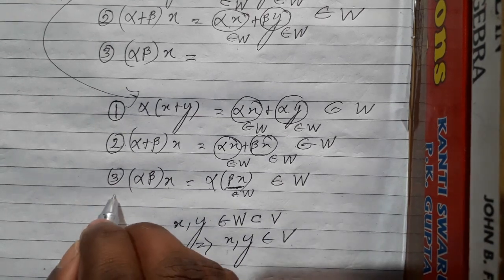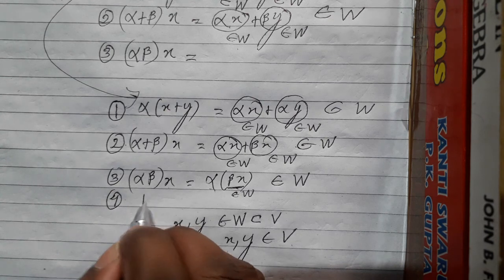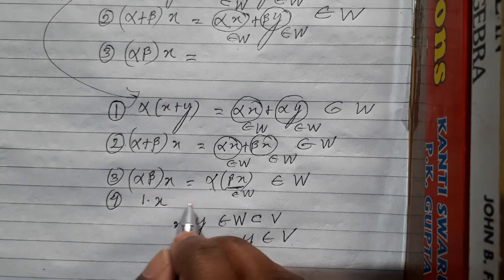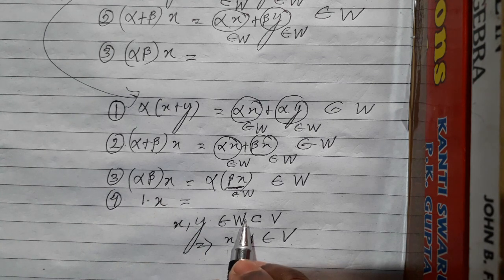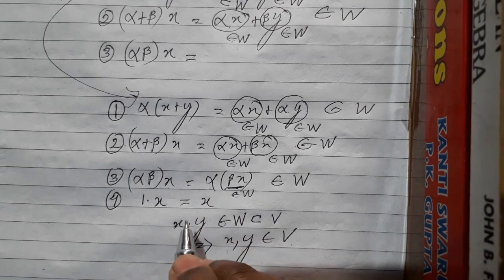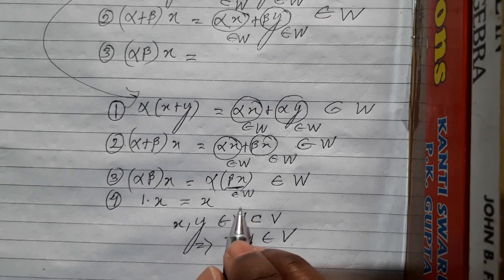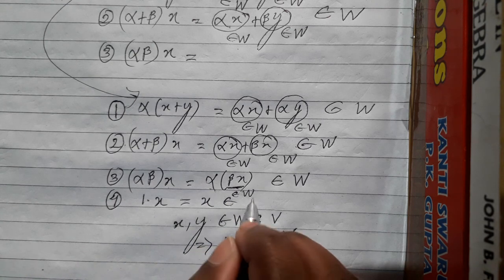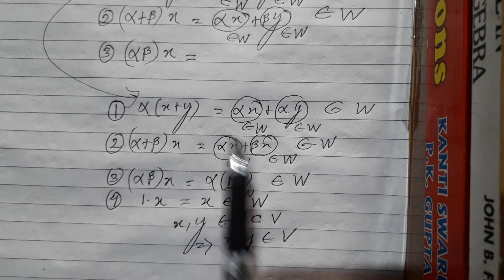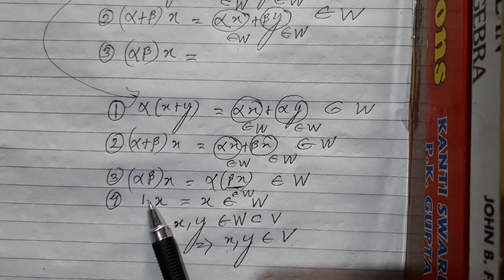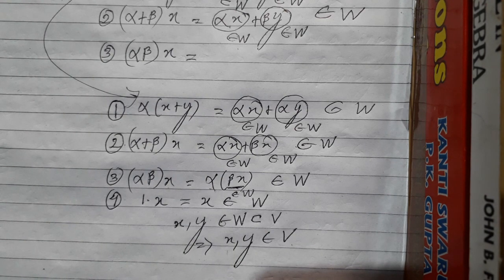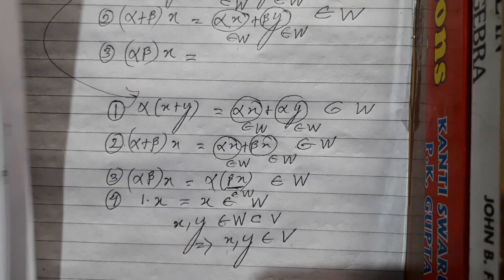The fourth one is 1 times x. Now x is in V, so 1 times x is also x, using the condition that V is a vector space over the field F. So this also belongs to W. Now all four conditions of the vector space are satisfied, hence W is a subspace of V over the field F. Thank you.